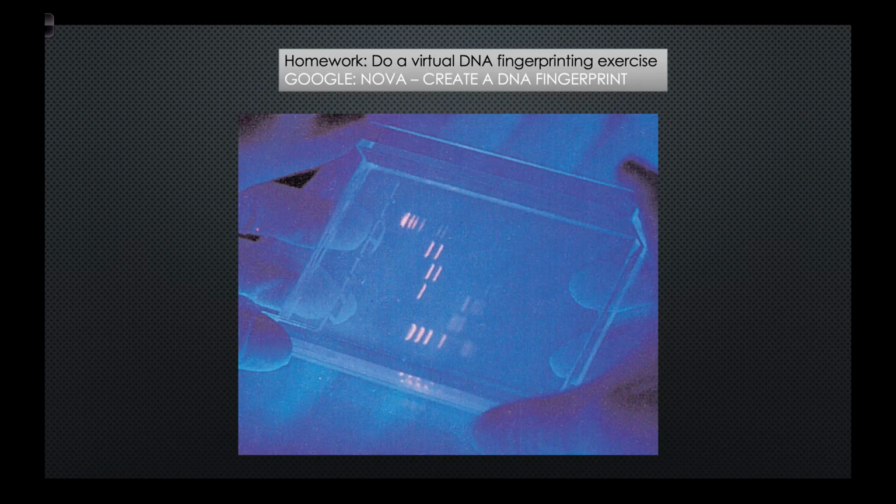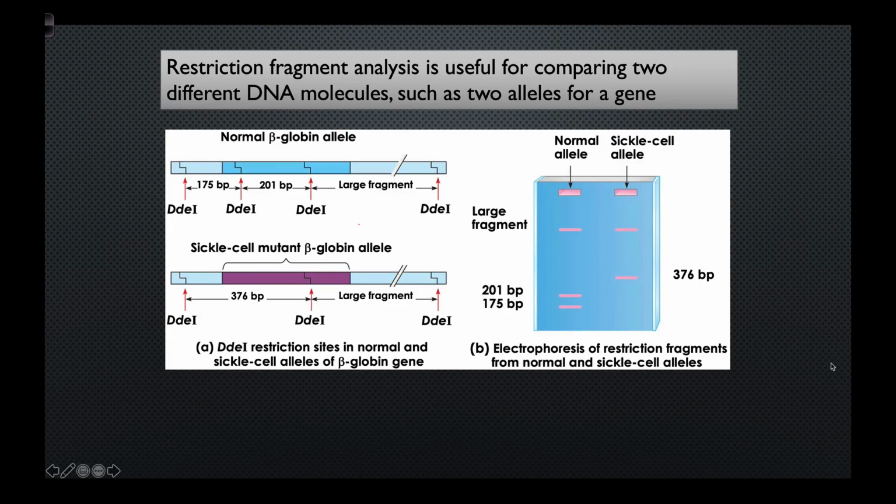If you get a chance, Google NOVA, create a DNA fingerprint, and that will allow you to do a virtual DNA fingerprinting exercise. It will take you through the steps so you understand how this process works one step at a time. So what we're doing in gel electrophoresis is we're doing restriction fragment analysis. We get a restriction fragment from ultimately mixing our DNA sample with restriction enzymes. That's going to produce fragments.